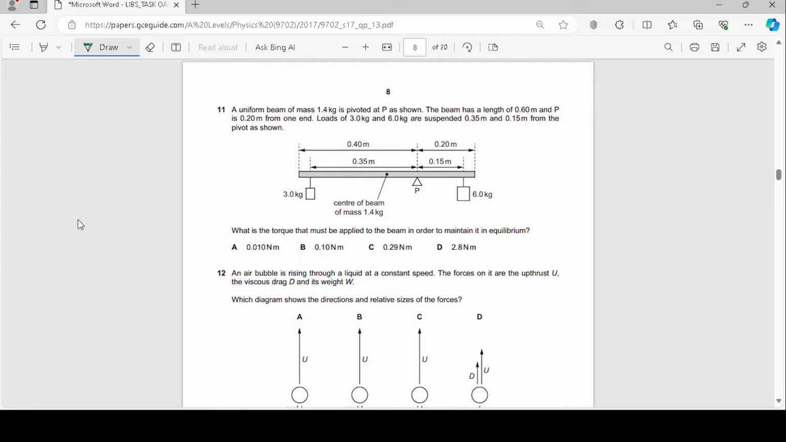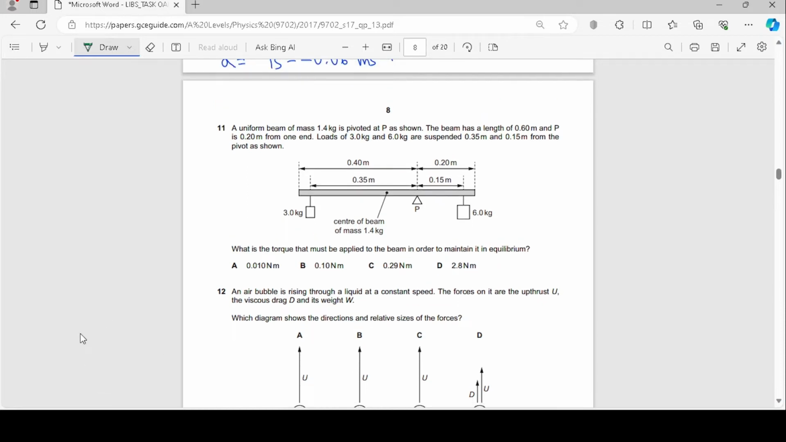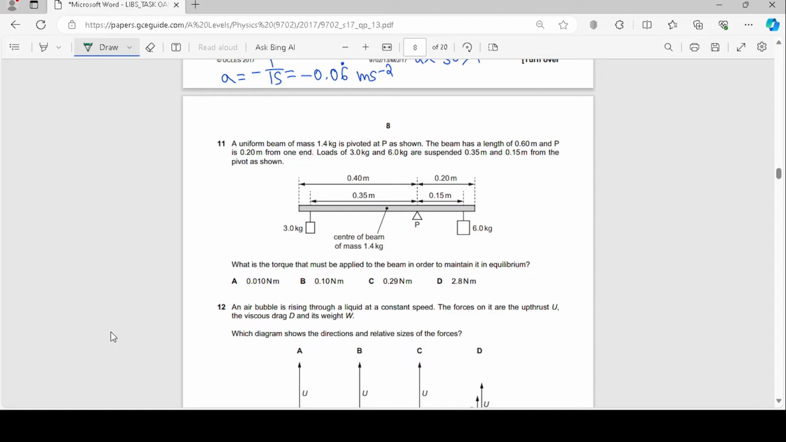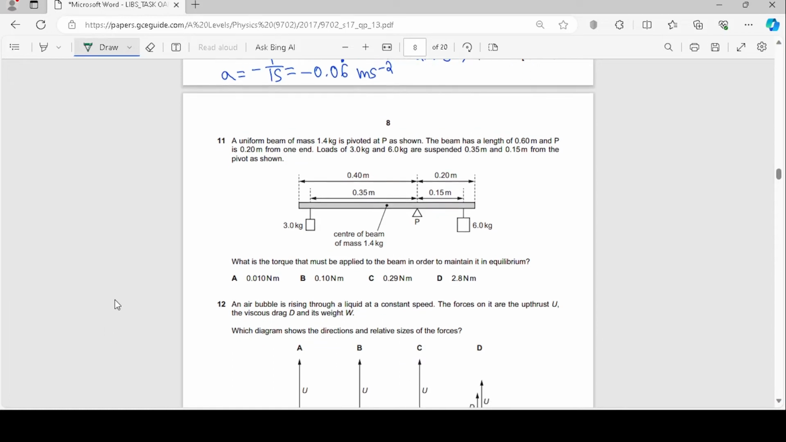And now we have question number 11. A uniform beam of mass 1.4 kilograms. They've drawn in the diagram the center of the beam, so they're assuming the weight is concentrated at the center, and it is pivoted at P as shown. The beam has a length of 0.60 meters and P is 0.20 meters from one end. Loads of 3.0 kilograms and 6.0 kilograms are suspended 0.35 meters and 0.15 meters from the pivot as shown. What is the torque that must be applied to the beam in order to maintain it in equilibrium?